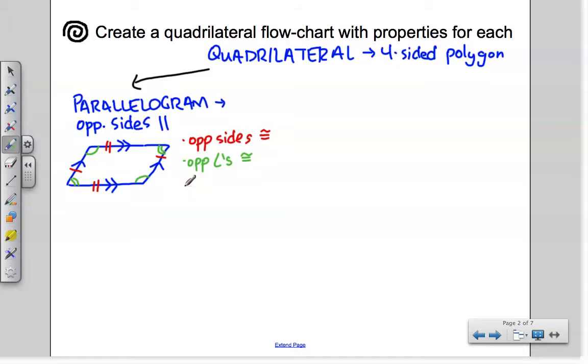Something else we know that I'm not going to write down, but we know that consecutive angles have to be supplementary, right? The angles next to each other have to be supplementary. Maybe I will. Actually, I'll jot it down, but it's not really possible to put that in the diagram. It's something we have to know. Consecutive angles are supplementary.